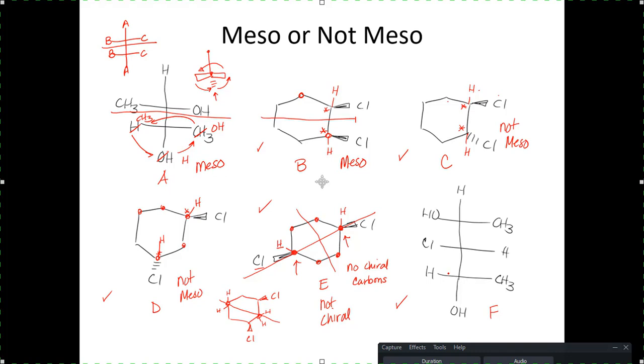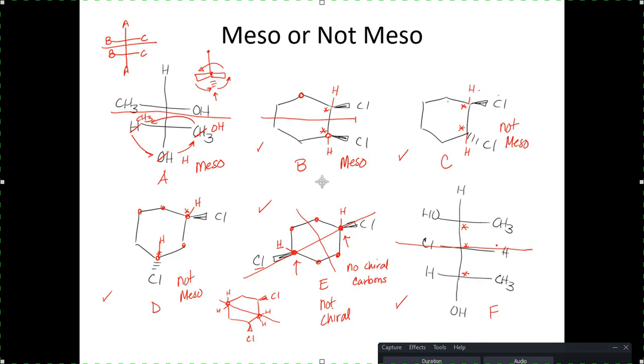I can tell you right away, this isn't chiral. Does it have chiral centers? Yes, it has 3 chiral centers. We're looking for the mirror plane. The mirror plane would have to go this way. And the question is, is that a mirror plane?